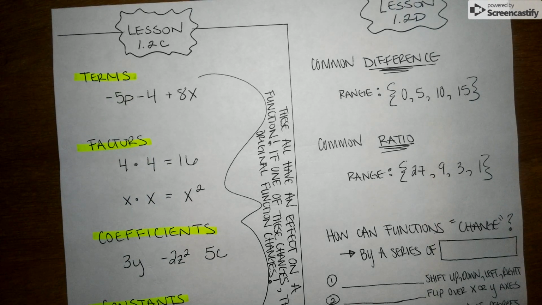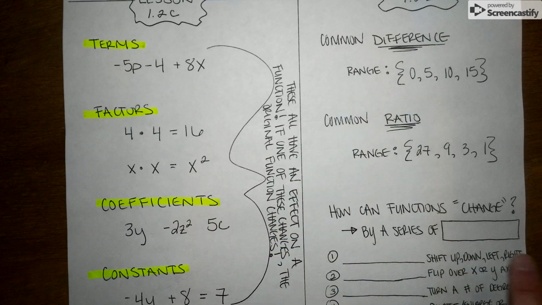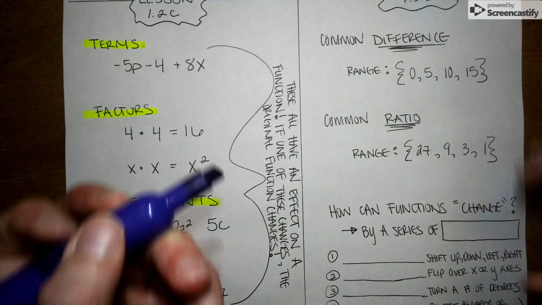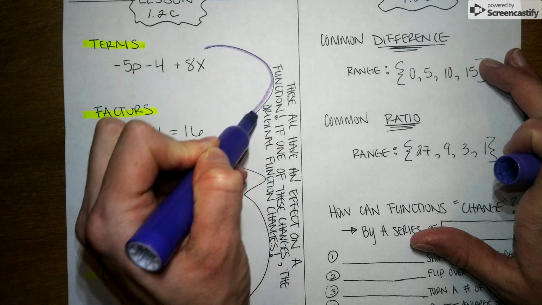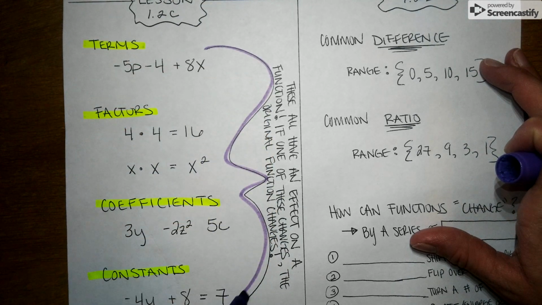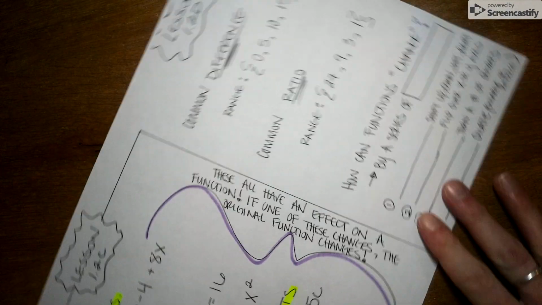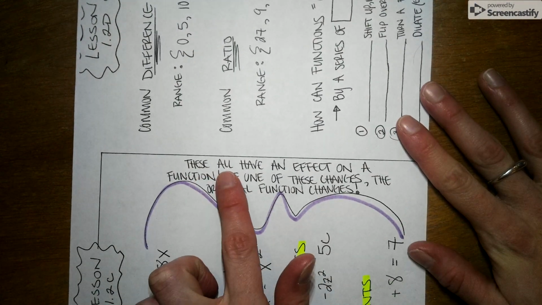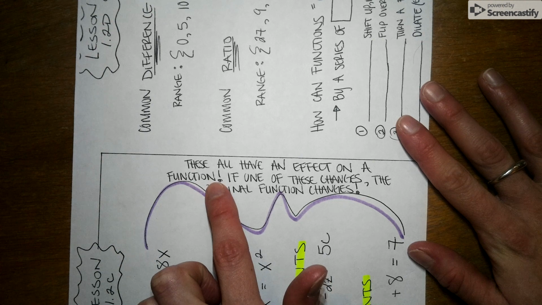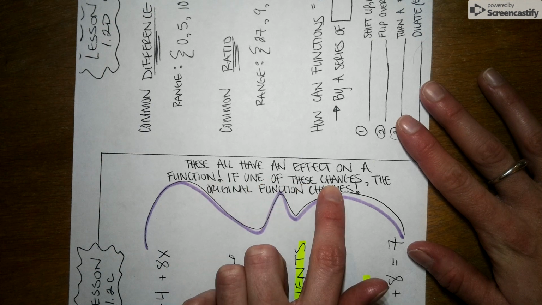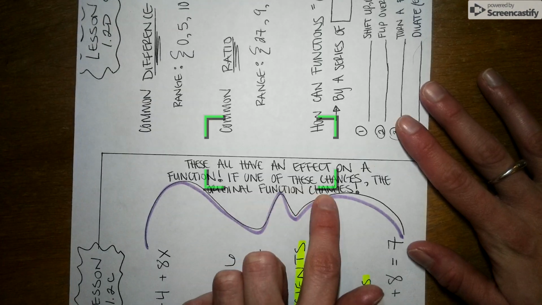And what's important to realize is this little note on the right-hand side. If I go ahead and take my purple highlighter then, with this lovely big fancy bracket, we're going to see the note that says, these all have an effect on a function. If one of these changes, the original function changes.